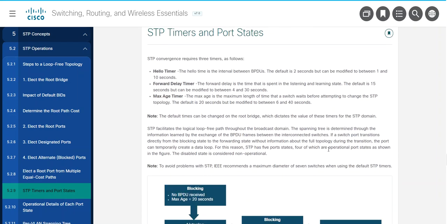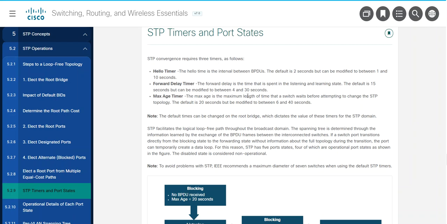Now there are some timers that are important to know when you're looking at the spanning tree protocol. You have a hello timer, you have a forward delay timer, and you have a maximum age timer. So the hello timer is the interval between the BPDUs because they're constantly sent by default every 2 seconds. Now you can modify that if you want, but they're constantly sent every 2 seconds, and this lets the other devices know that a switch is still operational, because if it doesn't hear from one in a while, it will assume that that switch is down for whatever reason, or that link is down, and that's when it starts that process of unblocking the other ports.